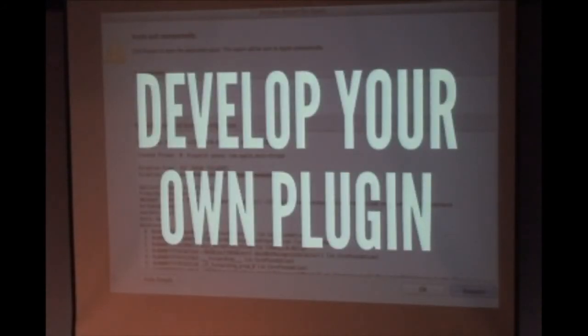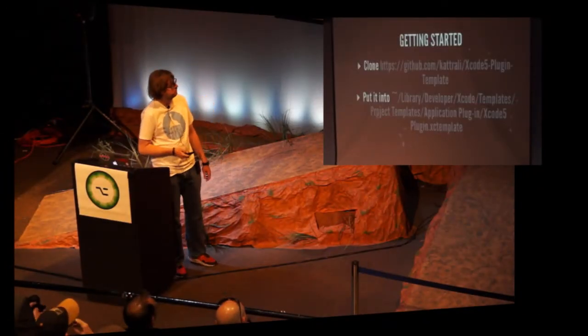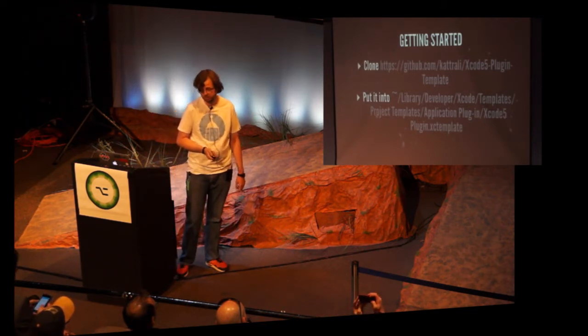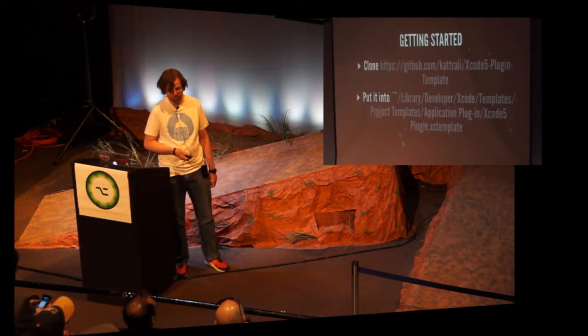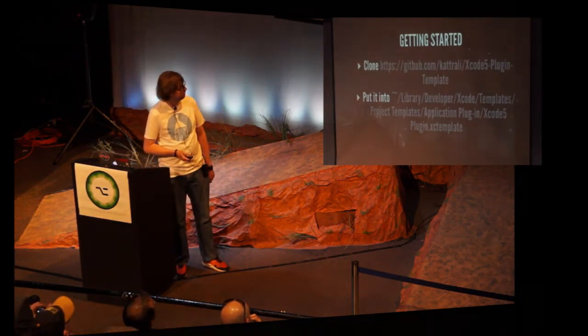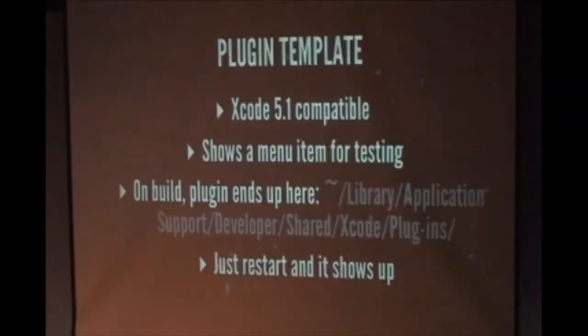So, how can you develop your own plugins? Getting started is pretty easy. There's this Xcode 5 plugin template by Delisa, one of the Alcatraz authors, and you just clone it, put it into this path, and you will end up with a new template for an Xcode plugin. It's Xcode 5.1 compatible. I think it's also 6 compatible. I didn't test it yesterday, but I'm pretty sure it is.